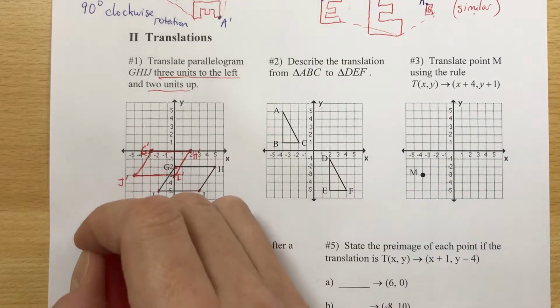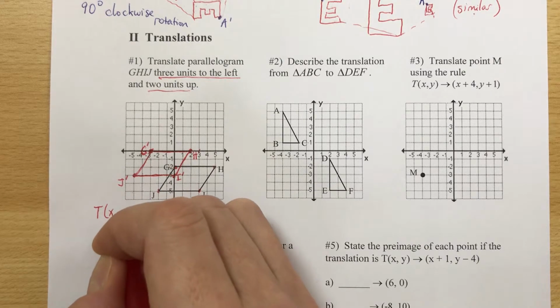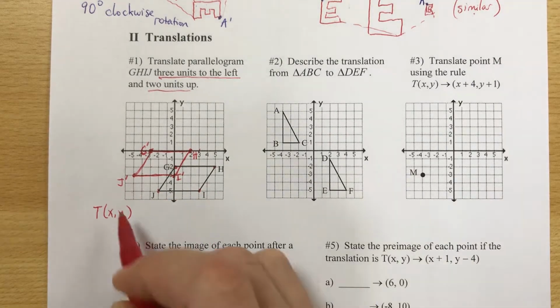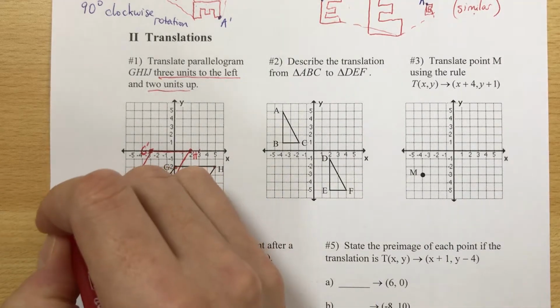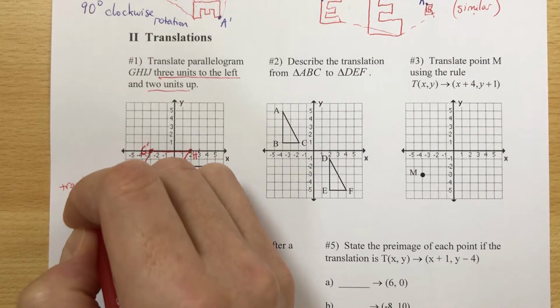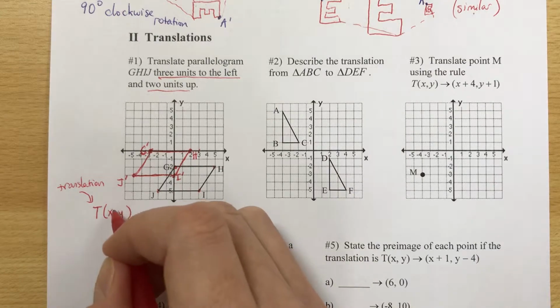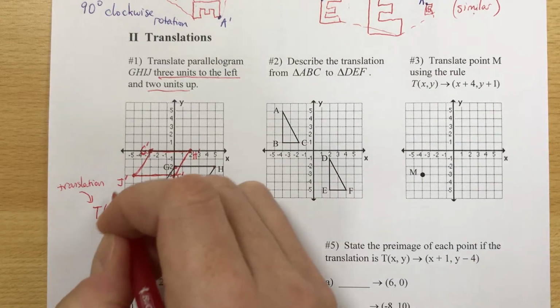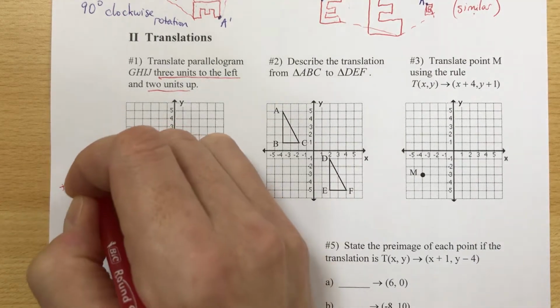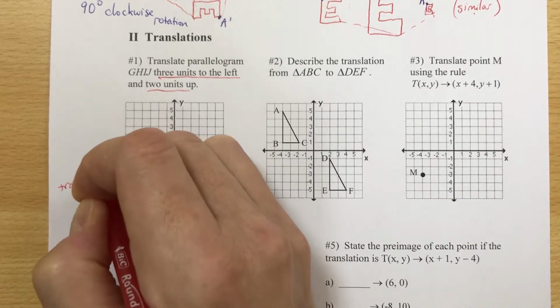The first way is I'm going to say capital T x comma y. Now the T stands for translation. X comma y just represents the points. X comma y is what we call the ordered pair. That's what we're graphing.